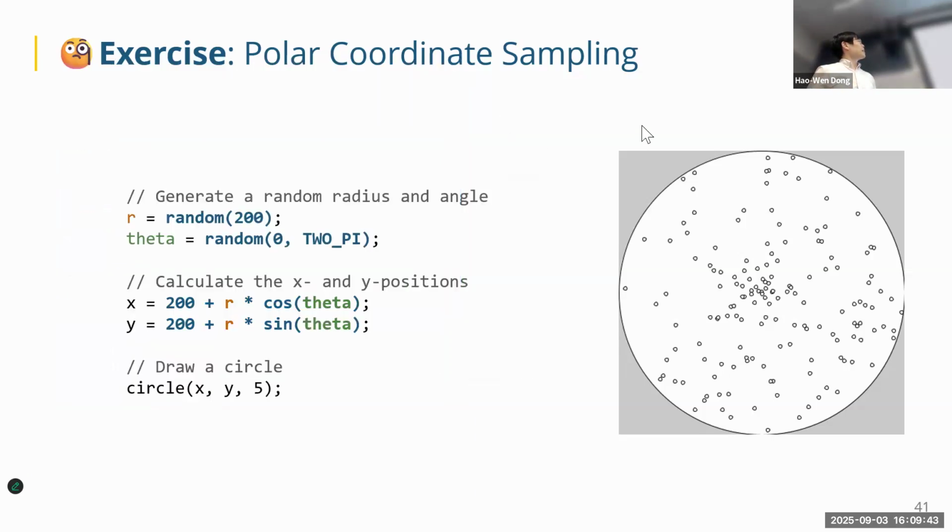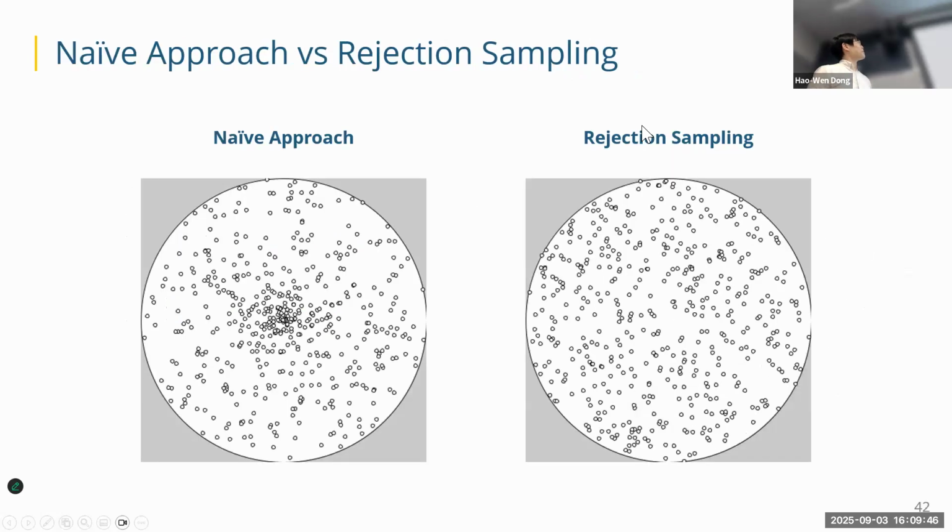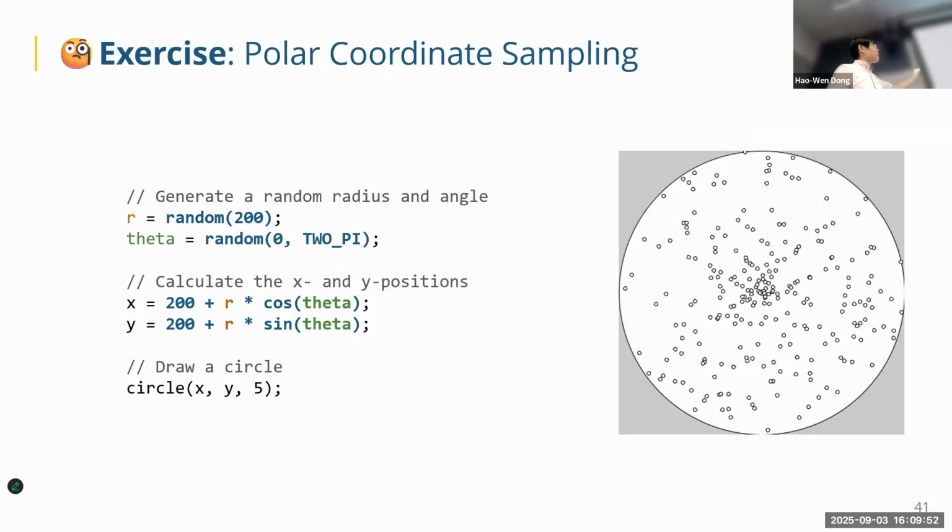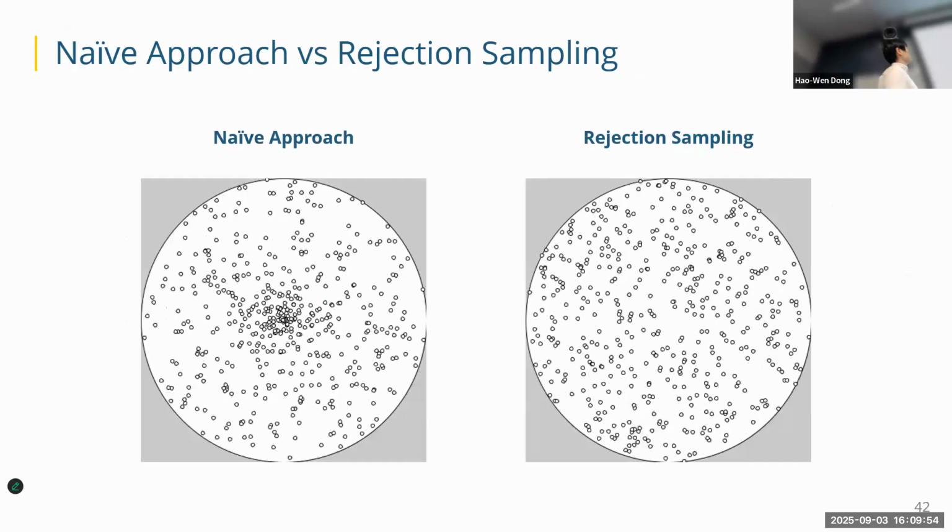So I think I have a slide for that to have a better visualization. This is a naive approach. I call it naive because it doesn't work. You see that it's more concentrated in the center and sparse at the corners.